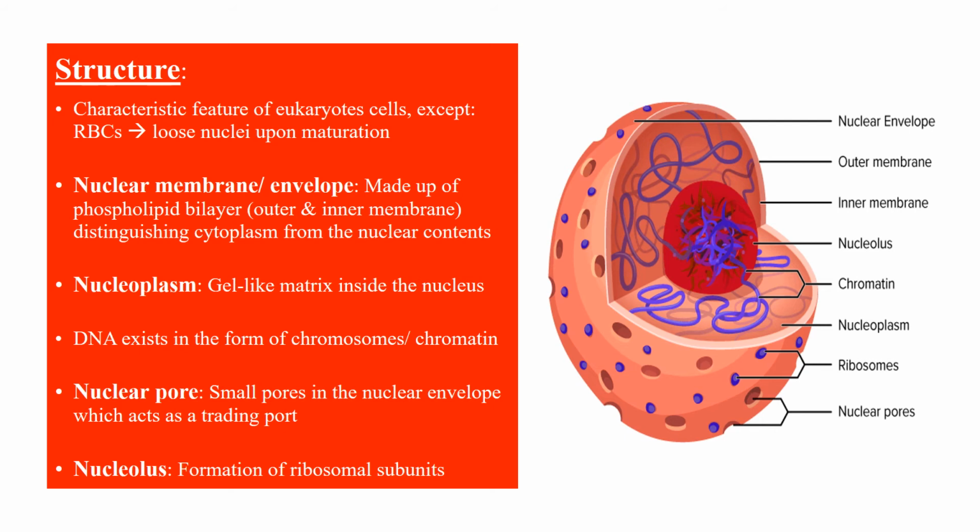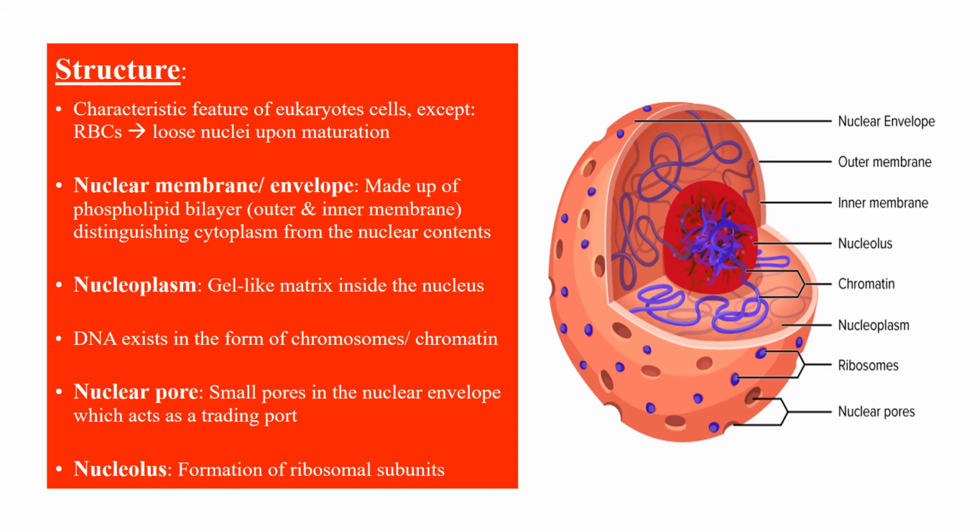The nucleus is completely bounded by a membrane, and it is the characteristic feature of a eukaryotic cell. However, there are certain exceptions, like osteoclasts, which have multiple nuclei, or RBCs, which even lose their nuclei upon maturation. Just like every organelle which is bounded by a membrane, the nucleus is also enveloped with a membrane known as the nuclear membrane or the nuclear envelope. This envelope is made up of a phospholipid bilayer, just like the plasma membrane. It has an outer membrane and an inner membrane.